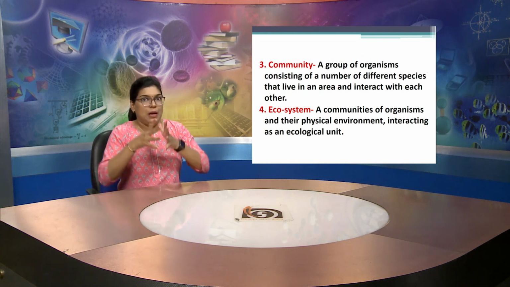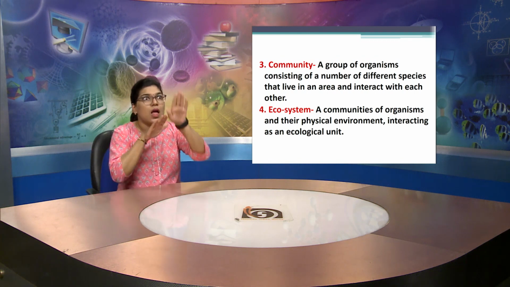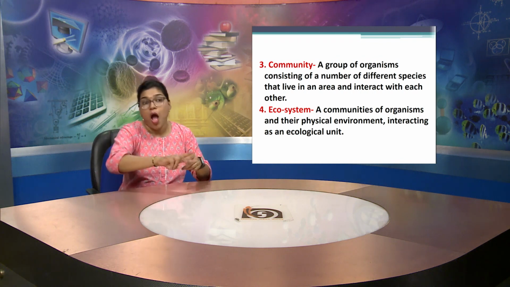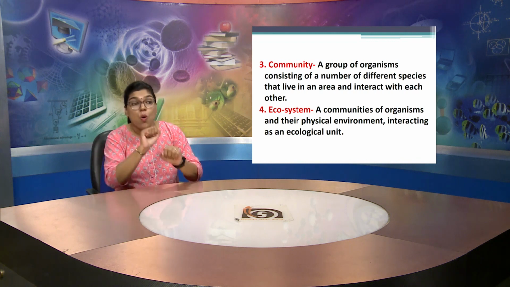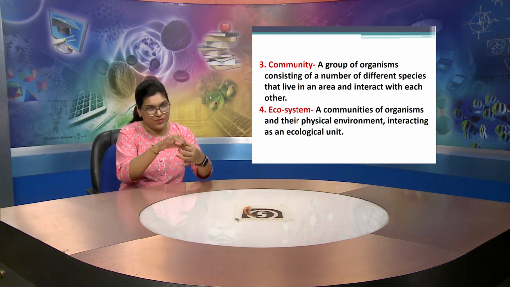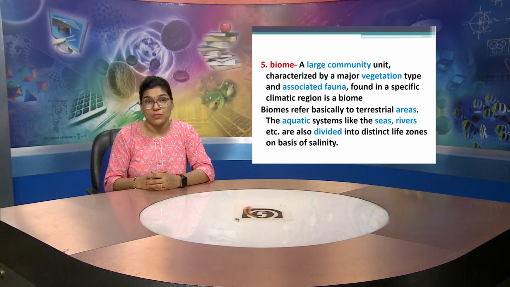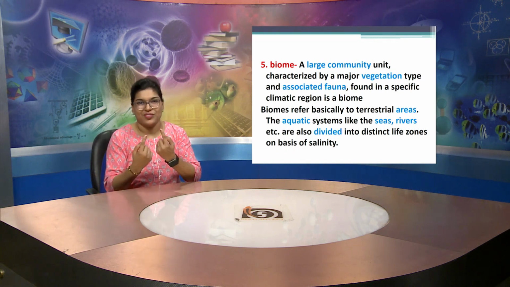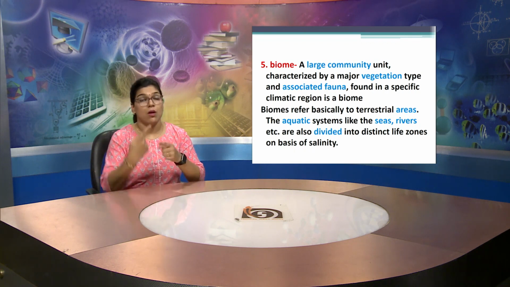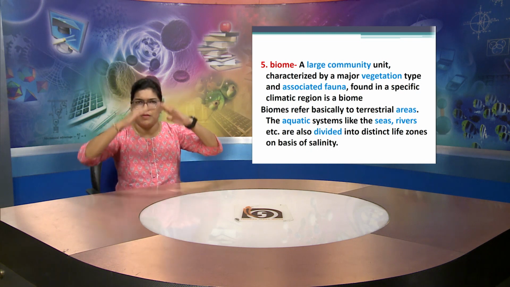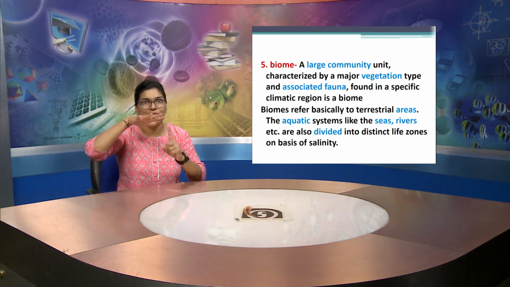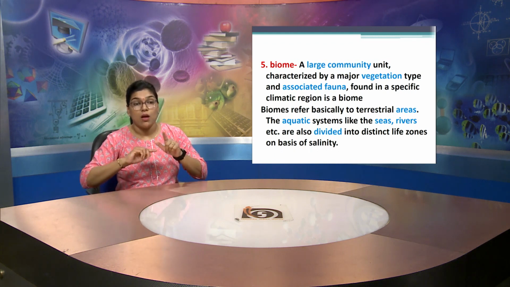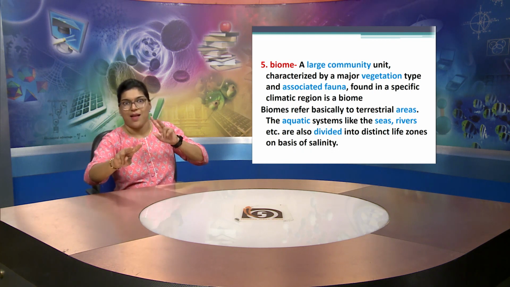The next level, which is the fourth level, is ecosystem. Ecosystem has communities of organisms and their physical environment. They all interact as an ecological unit. And the fifth level is the biome. It is a large community unit which is characterized by a major vegetation type and associated fauna, which is found in a specific climatic region, which is known as a biome. Biome here refers basically to the terrestrial area.